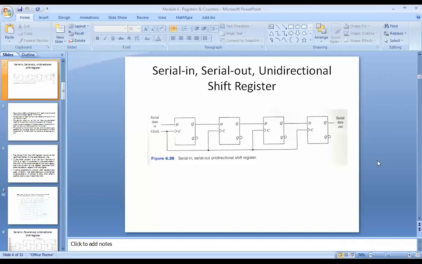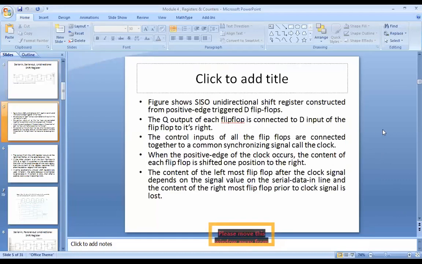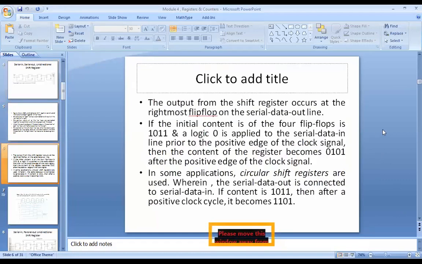Okay, so I think now you know about the operation of serial in, serial out, shift register, right? Ultimately, whatever data comes in here will be passed in one after the other, and we'll be getting the serial data out. Fine. So the output of the shift register occurs at the rightmost flip-flop on the serial data out line.